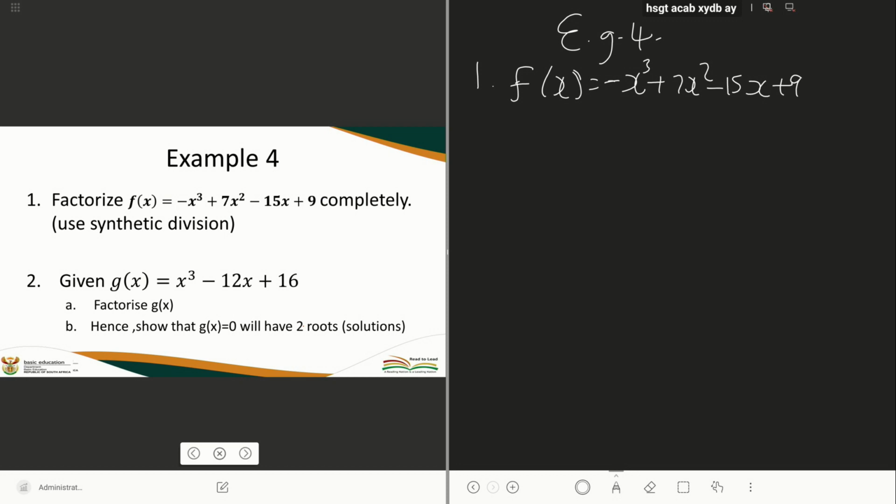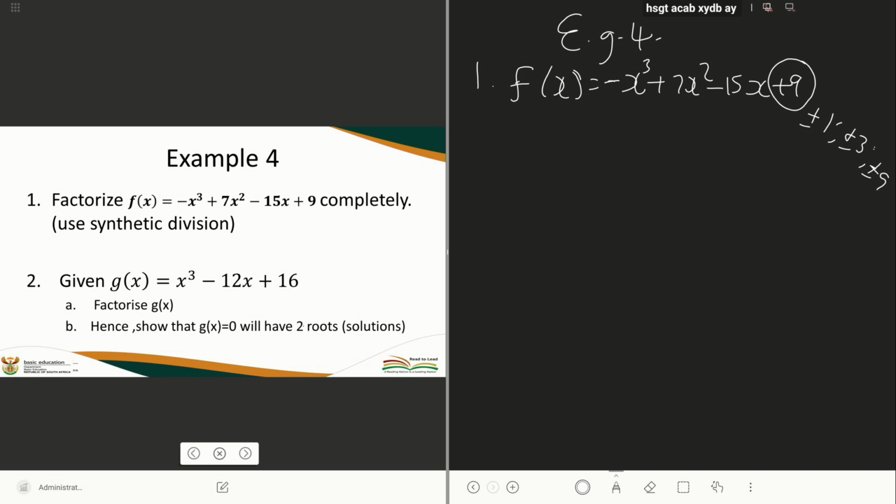What did I say? I remember I said you need to start by finding all the factors of the constant. In this case, our constant is positive 9. So positive 9 is going to be plus or minus 1, plus or minus 3, plus or minus 9. Those are the factors of our constant 9. Then what do we do from here?